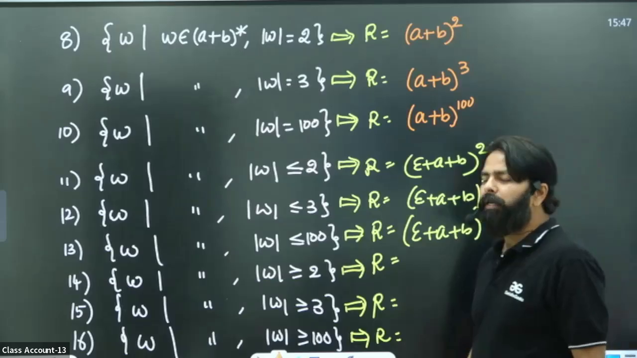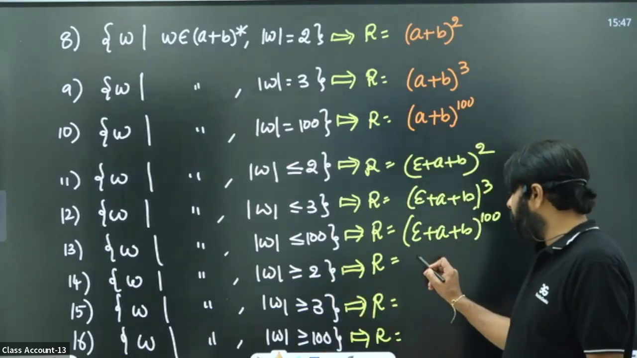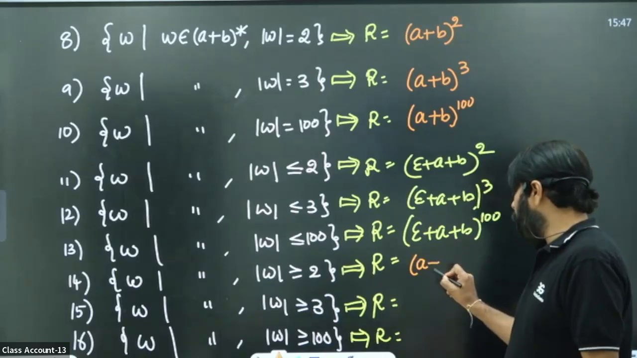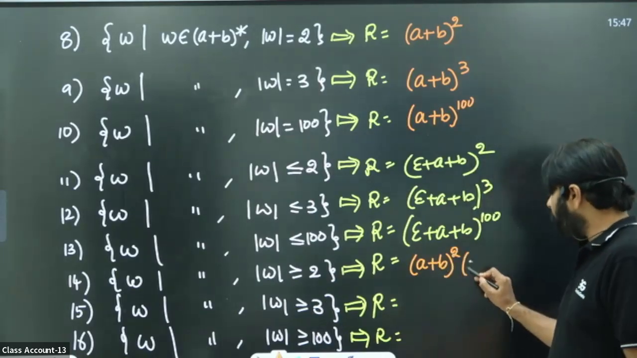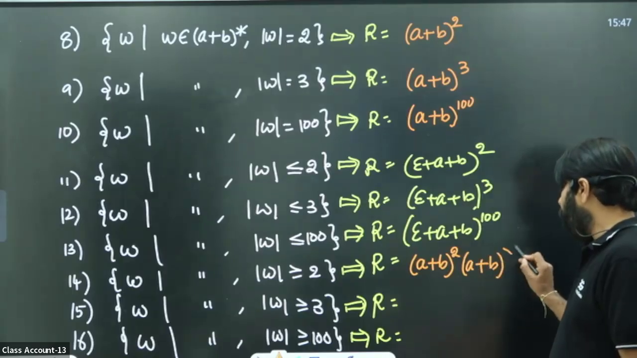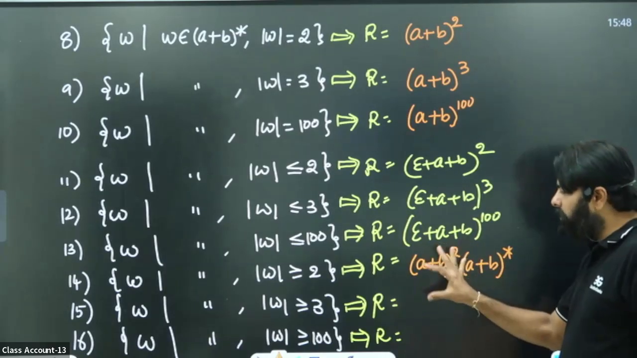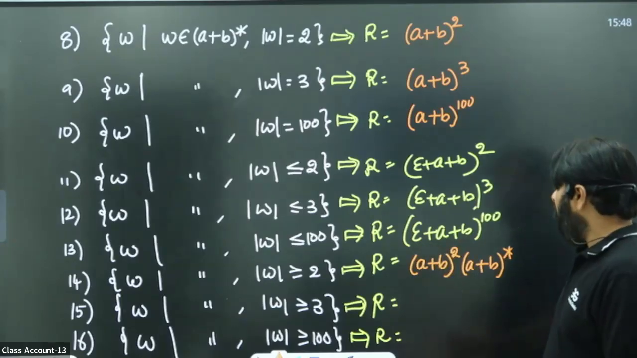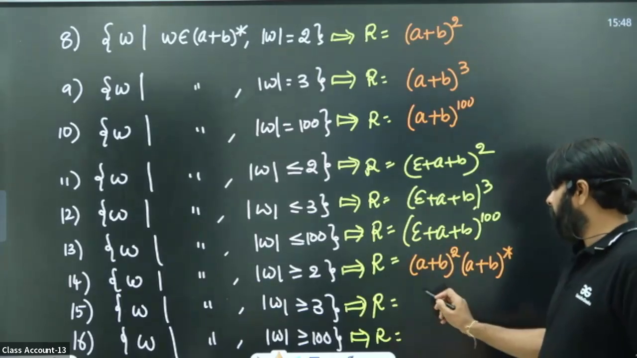Next, minimum 2 length. Minimum 2 length means you should have a 2 length first, like a plus b whole square. This will guarantee 2 length. After that, any length is fine. So you can write a plus b whole star. If you want a 3 length, take a 2 length from here, 1 length here. So this 2 length is always there in your string, as the minimum. And if you want more, you can take from here. If you don't want, put power 0.